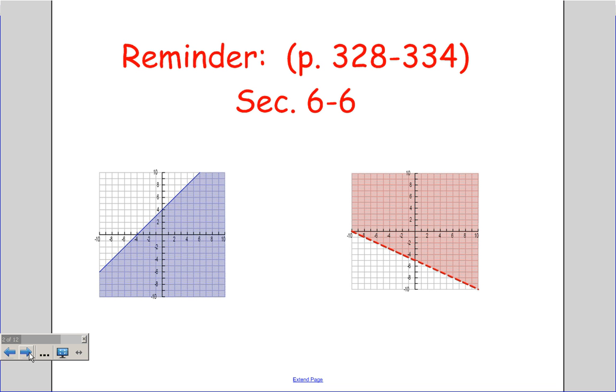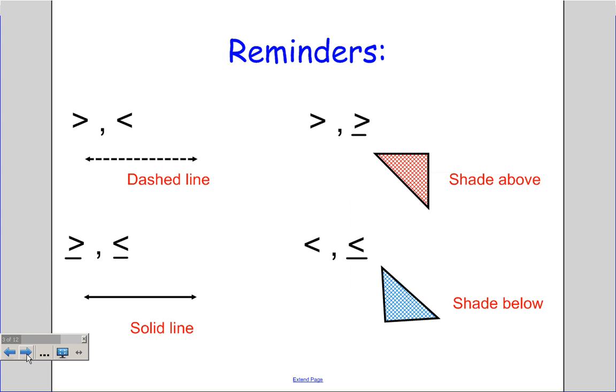If you've forgotten about those, you can go to pages 328 to 334 in your book and get a quick little reminder about how to graph them, because we're going to briefly talk about that, but that's not our focus today. You can see two examples of the types. Hopefully that stirs your memories.